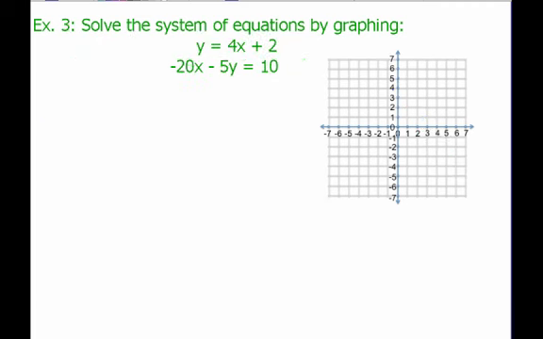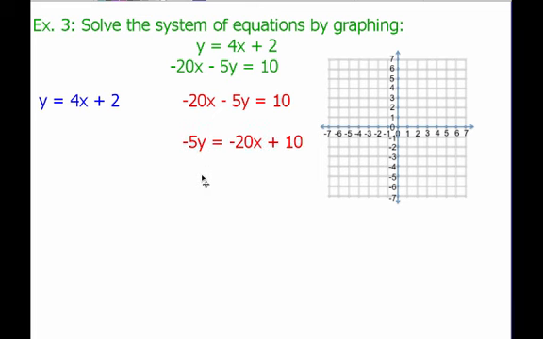All right, let's try one final example. We're going to solve this system by graphing. Now this one's kind of nice because my first equation here on top, y equals 4x plus 2, is already in slope-intercept form, so I don't really have to do anything about it. The second one I need to put in slope-intercept form. I get negative 20x minus 5y equals 10. Add 20x to both sides. Now I'm going to divide by negative 5.